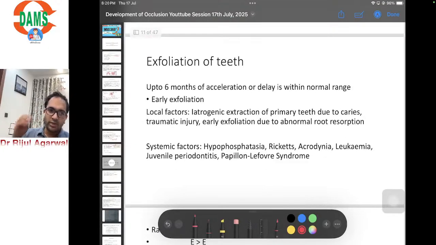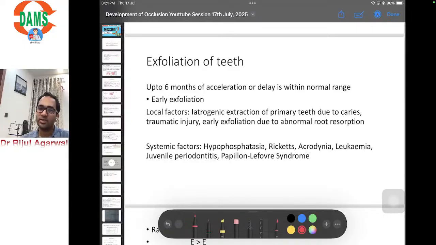Okay, now we move towards the exfoliation of primary teeth. Now there are two conditions which can occur. Either there can be early exfoliation or there can be delayed exfoliation. So in what scenarios do we call it early or late? You have the chart from your pedo classes, what are the timings of exfoliation and eruption? I'm not going to discuss those timings. So plus or minus 6 months of whatever age ma'am has discussed, the acceleration or delay is considered normal. Either 6 months before or 6 months after, it is considered normal. Nothing to be worried about.